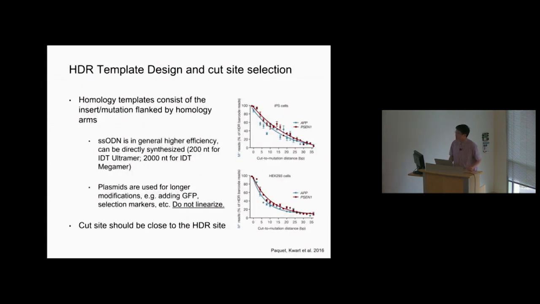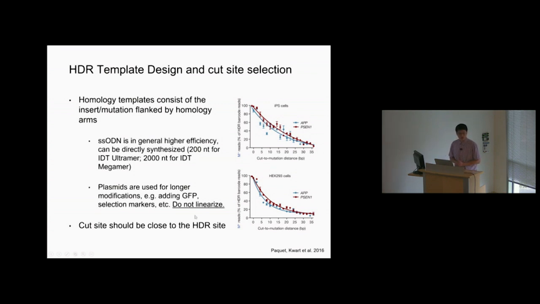So I think a lot of data that's been published suggests that if it's possible to use a single-stranded donor, it tends to be more efficient than using a long plasmid-based double-stranded donor. The drawback is there's a length requirement for the single-stranded donor. Historically, it's been 200 nucleotides to be purchased from IDT. More recently, IDT has expanded their service to offer really long megamers, which can go up to 2,000 nucleotides. They're also quite expensive, but maybe justified if you are looking for really high efficiency knock-ins.